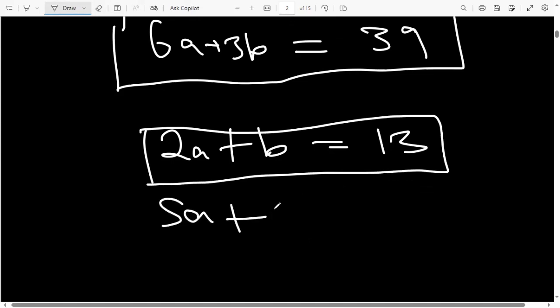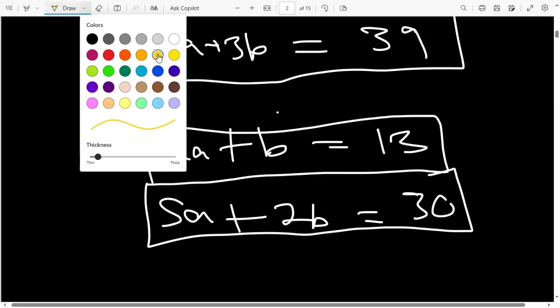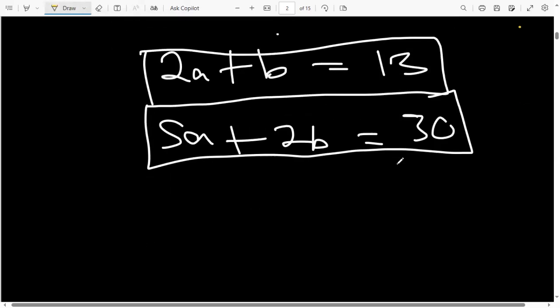The one that states 5a + 2b is equal to what? 30. So these are the two equations that we have. So we can solve these two equations simultaneously to find the values of what? A and b. Okay, so let's do that. You can use any method that you want. You can use substitution, you can use elimination, any method that you want.